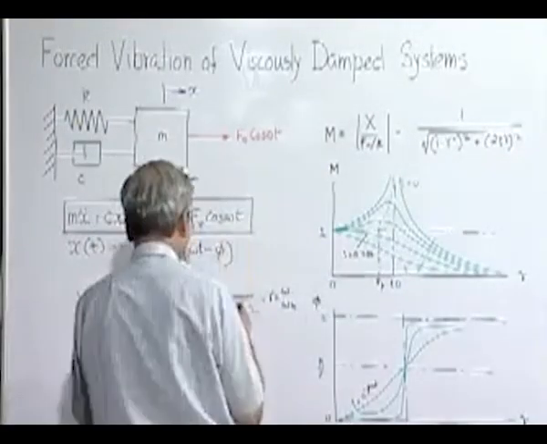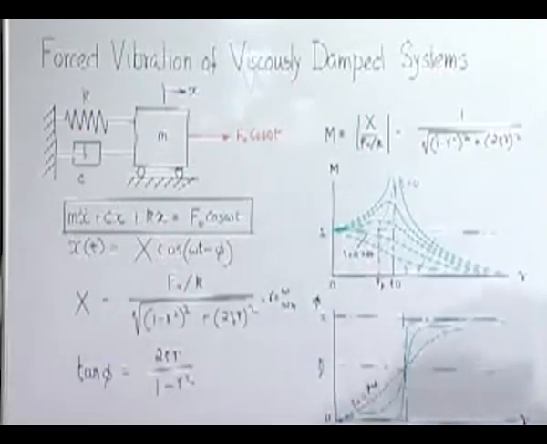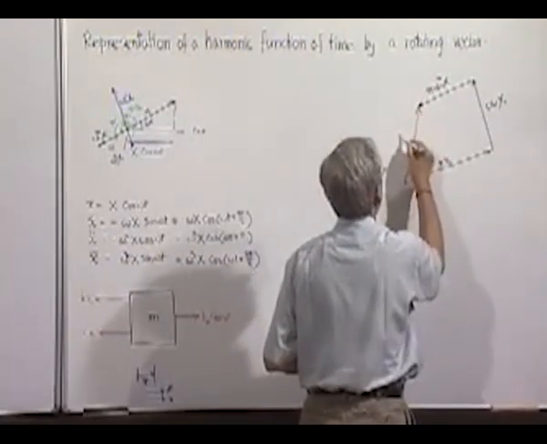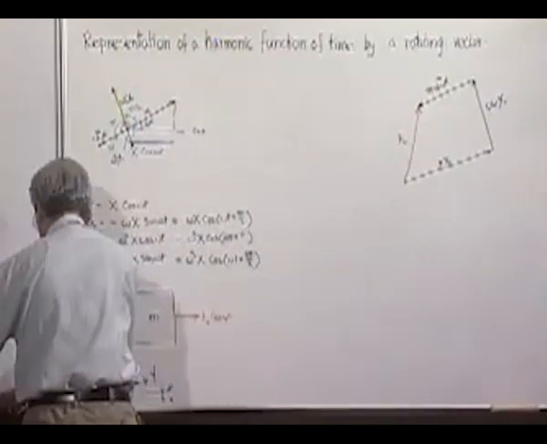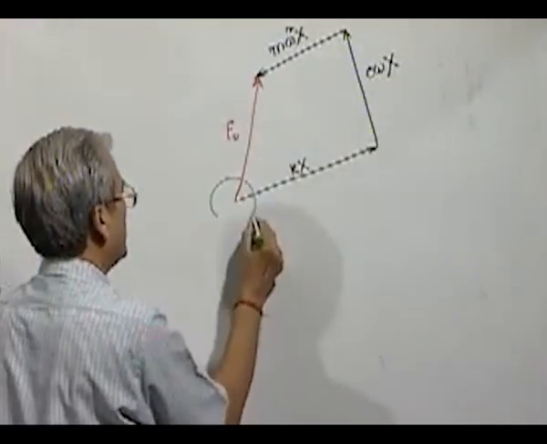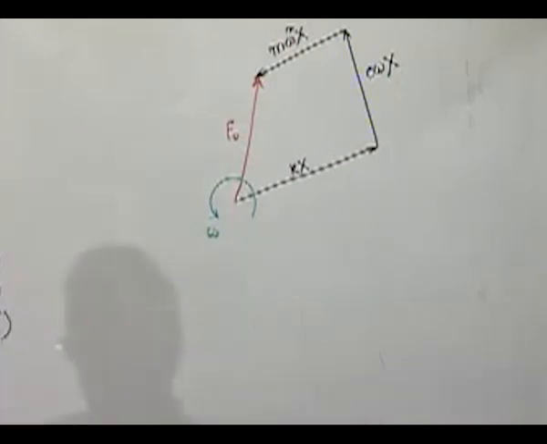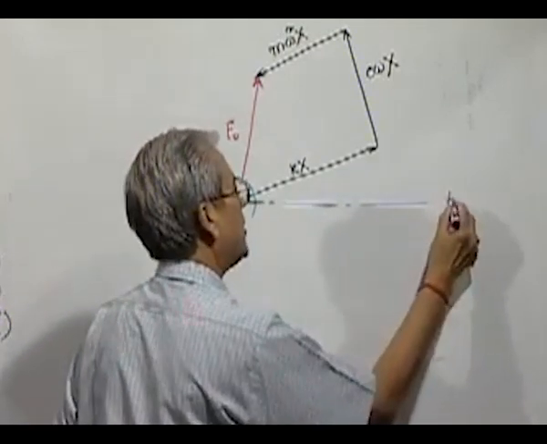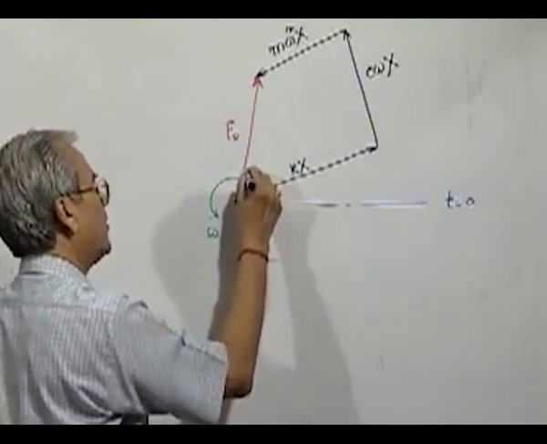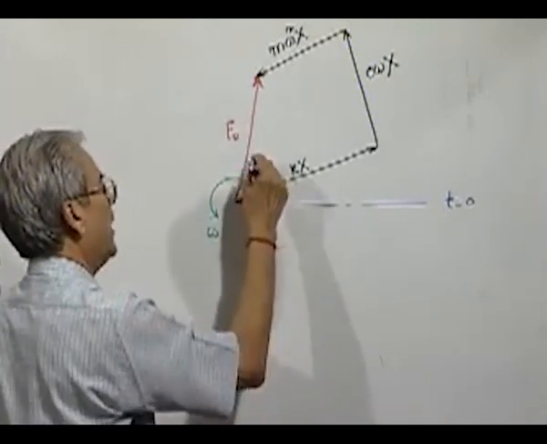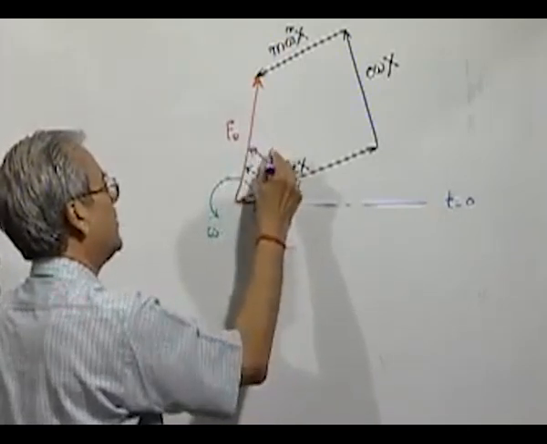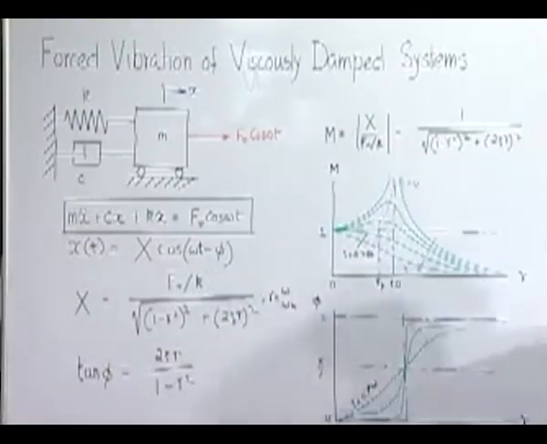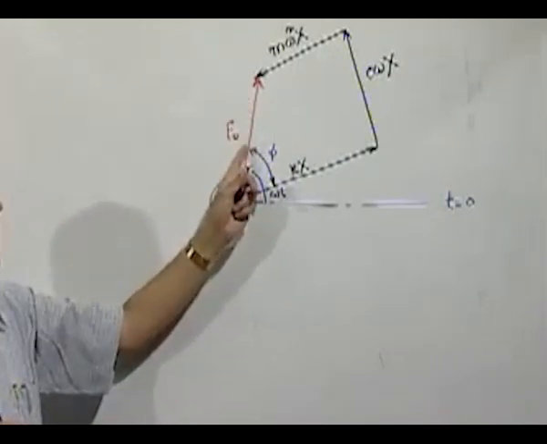f0 cosine omega t. So, these three must be equal to f0, and the whole thing, like a rigid body, is rotating with a speed omega. If at t equal to 0 its projection is here, then this is omega t, and obviously this must be phi, because the x vector is represented by x cosine omega t minus phi. That means the position vector is lagging behind the force vector by an angle phi. So, this must be phi.